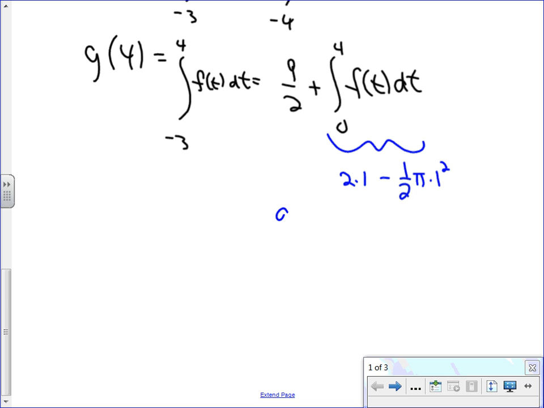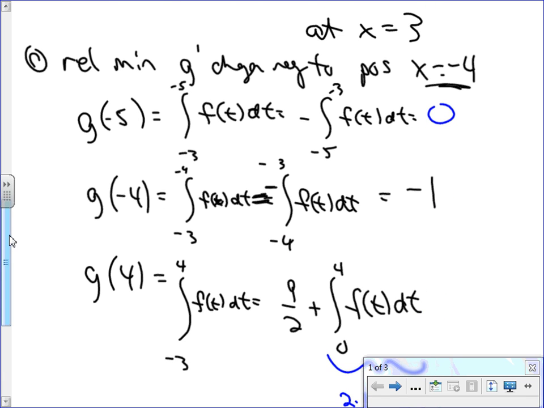So we get 9/2 plus 2 minus pi over 2. And I am telling you, if you leave it like that, the AP people don't care. Now you can combine it and turn it into something a little prettier than that, but it doesn't really make any difference. Does everybody follow? So in this particular case, we found the relative min, we found the actual values at the endpoints. We didn't just talk about one being bigger or one smaller. We actually found them, and now we need to not forget to answer the question.